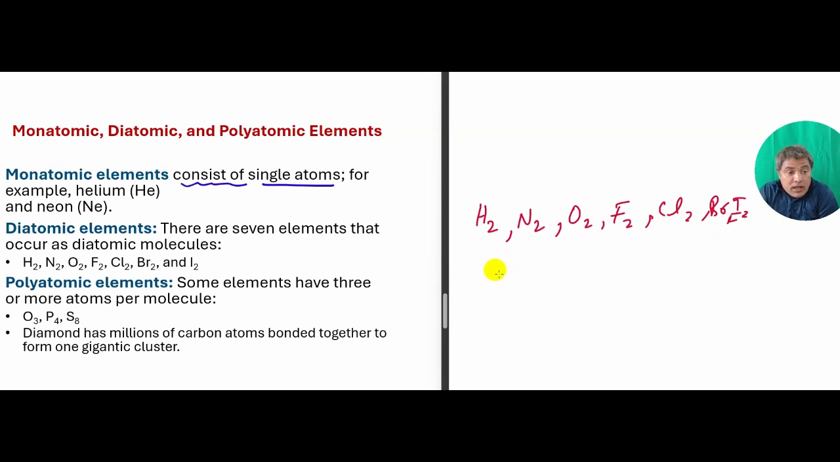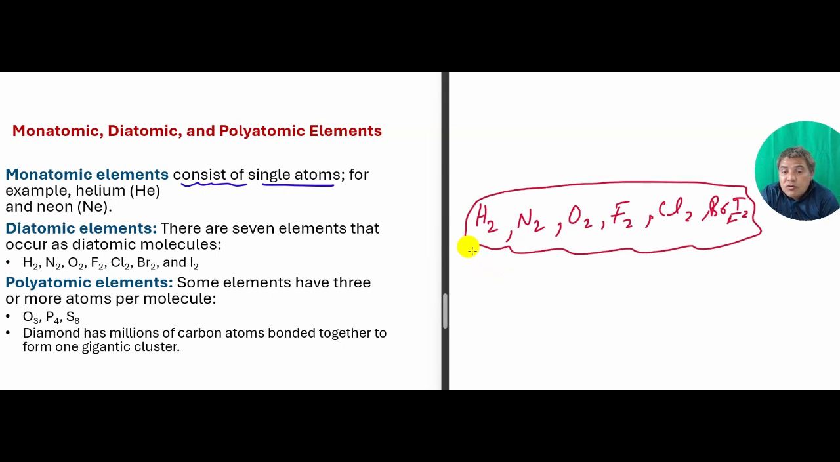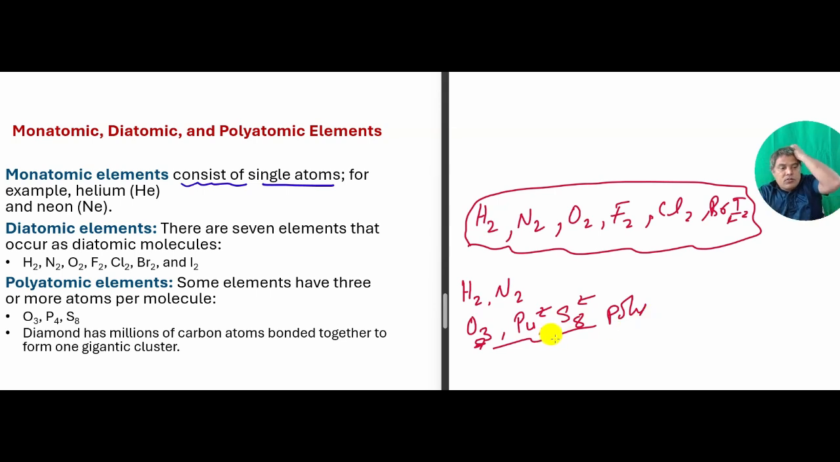Now polyatomic elements. I'm not talking about compounds or mixtures, I'm talking about elements. These are elements, not compounds. H2, N2 are elements, pure substances made up of the same kind of atoms, and they are diatomic. You also have triatomic, for example O3, ozone, and phosphorus P4, S8. These are polyatomic. They have more than 2 atoms, 4, 8, like that.